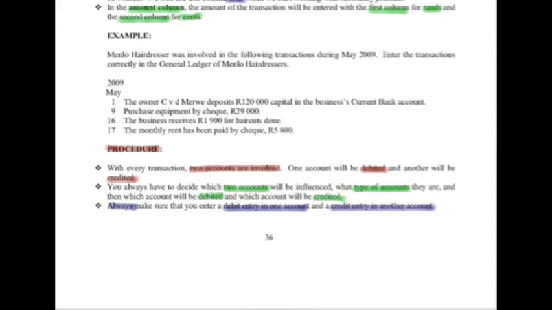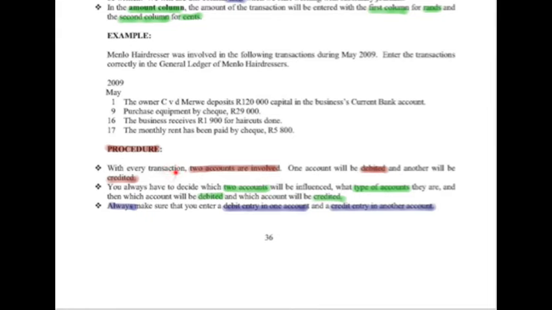So let's consider the following example, and in this example there's 4 transactions that we need to put into our general ledger accounts. Menlo Hairdressers was involved with the following transactions during May 2009. Enter the transactions correctly in the general ledger of Menlo Hairdressers. Now before we consider the transactions, let's just consider the procedure.